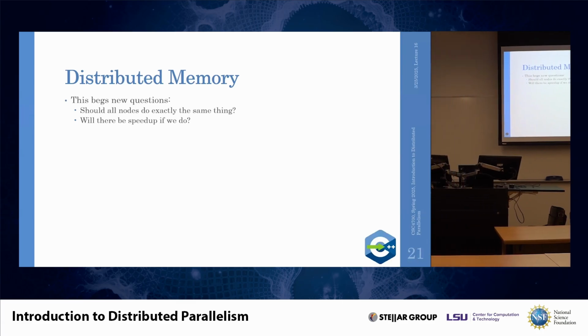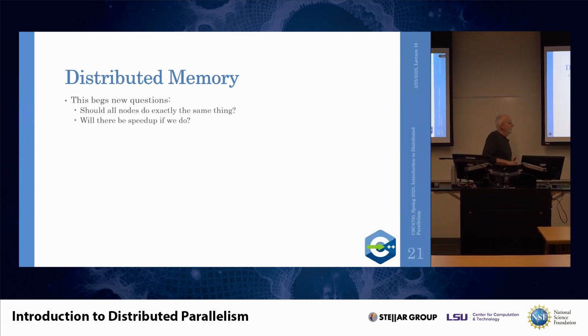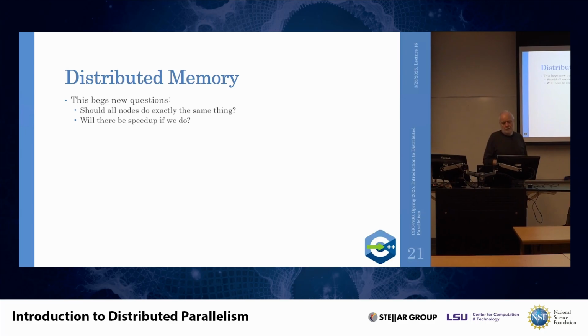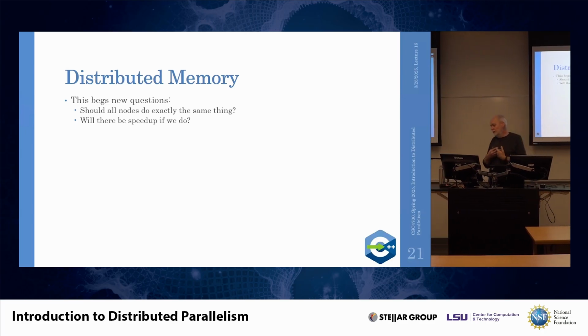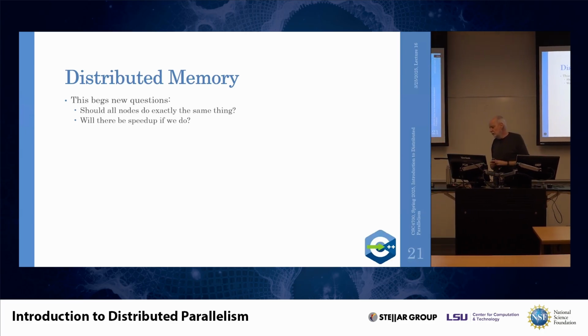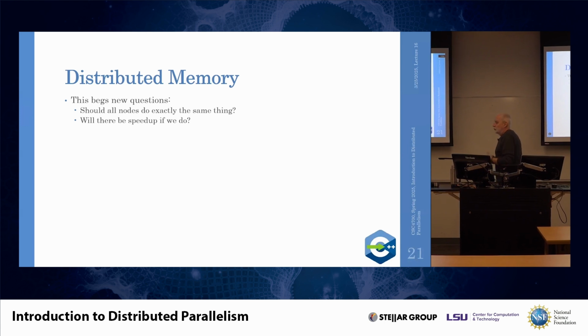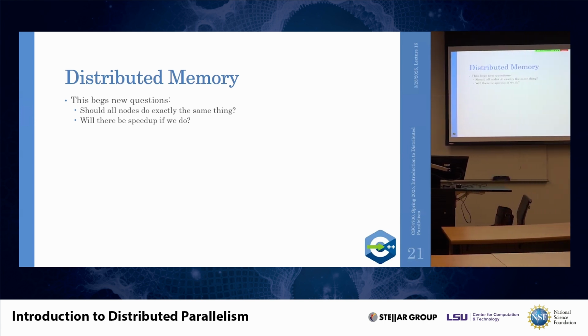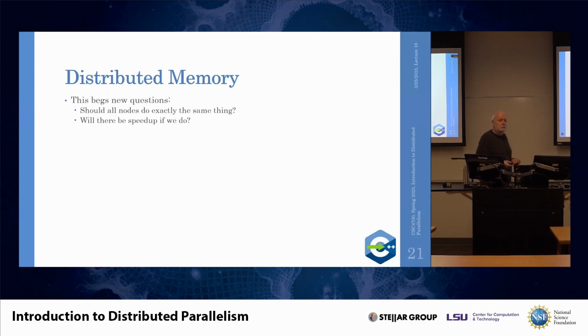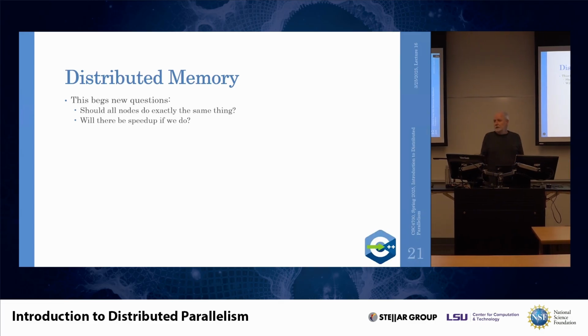So all of this begs a couple of questions. If you want to program that kind of system, where we have tens of thousands of these nodes or millions of cores, should all nodes do the same thing at the same time? Should they? Should they not? Will there be a speedup if they do? Will there be a speedup if they don't?